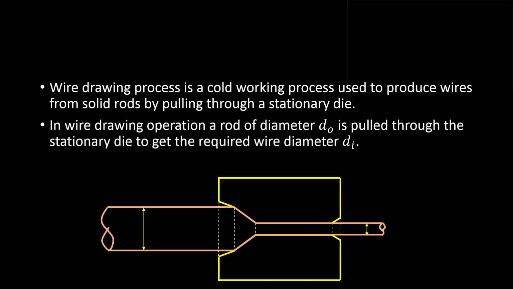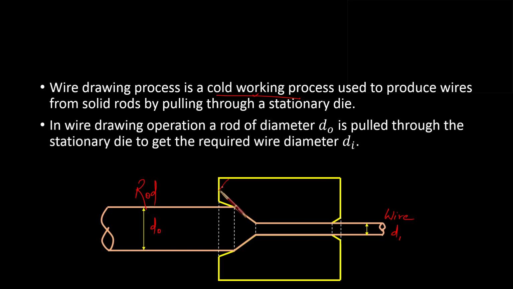In wire drawing, what is done basically is that a rod is deformed into a wire, right? So this is the wire and this is a rod. This rod has diameter d0 and is deformed into d1. This is generally a cold working process. As you know, cold working is below recrystallization temperature. So any forming operation carried out below recrystallization temperature is known as a cold working process.